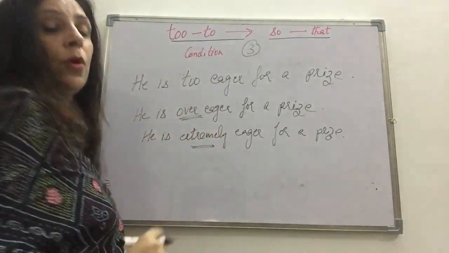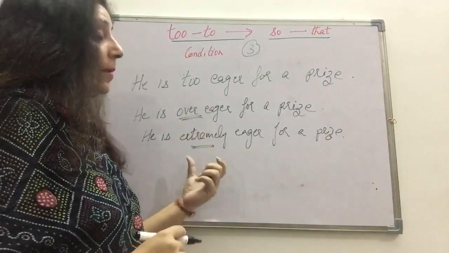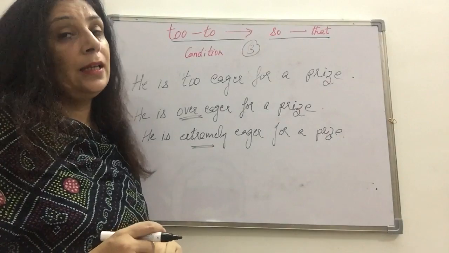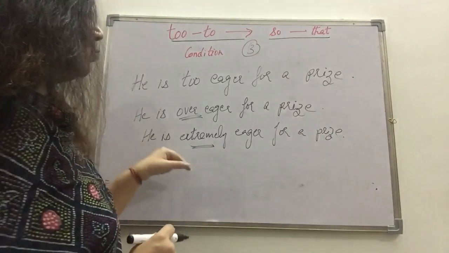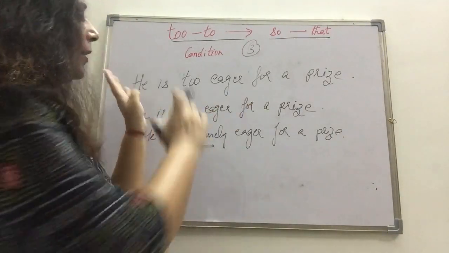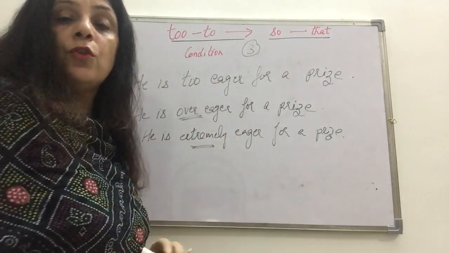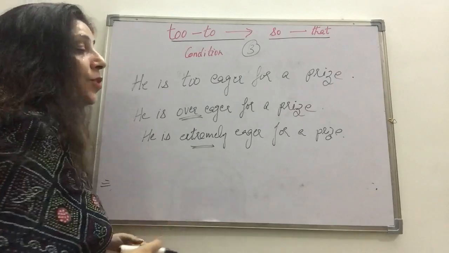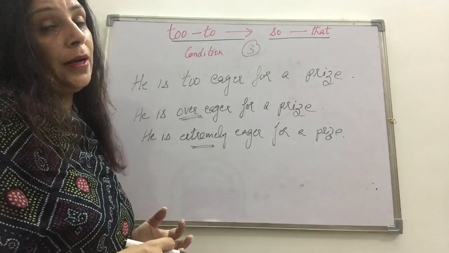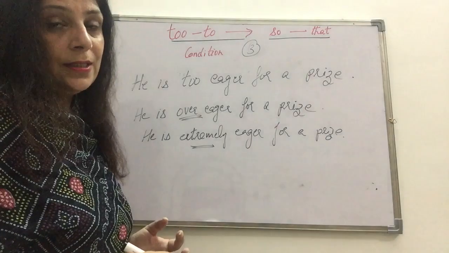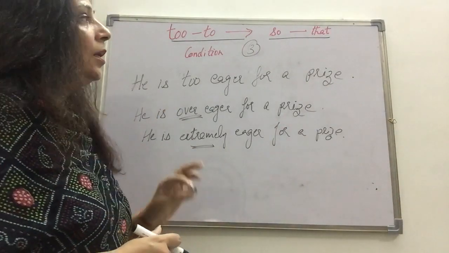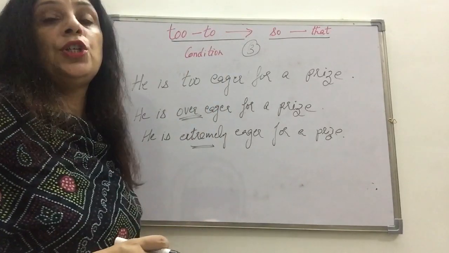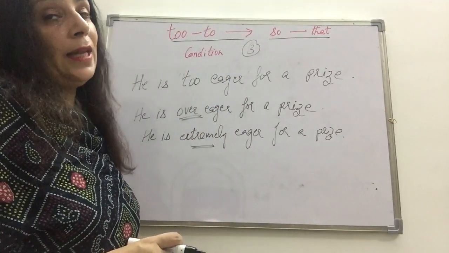You can use this adverb or that adverb. So this becomes simple and short when the second too is not given. This is the way to do it. He is too eager for a prize. Then you don't maintain those three or four rules given. You can straight away change into he is over eager for a prize or he is extremely eager for a prize. Right? So these are the three conditions for the chapter, changing too into so that.